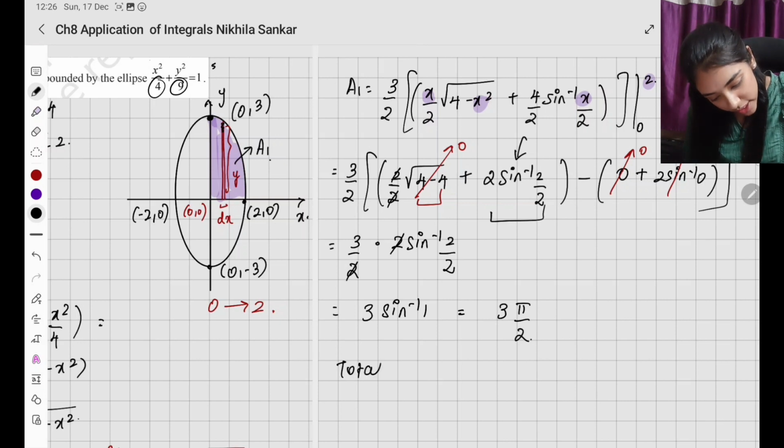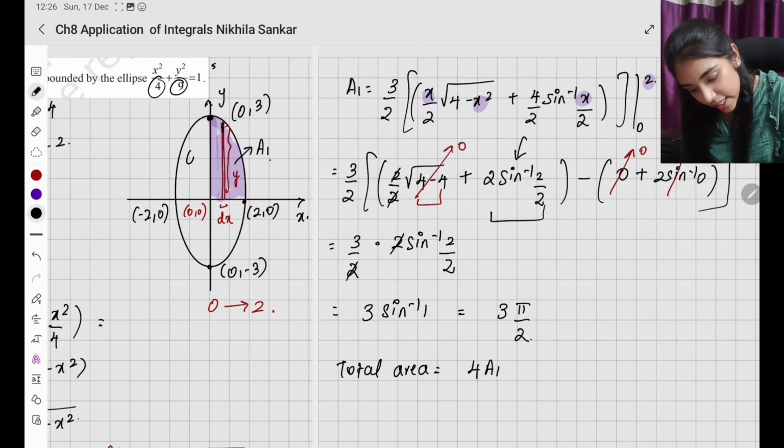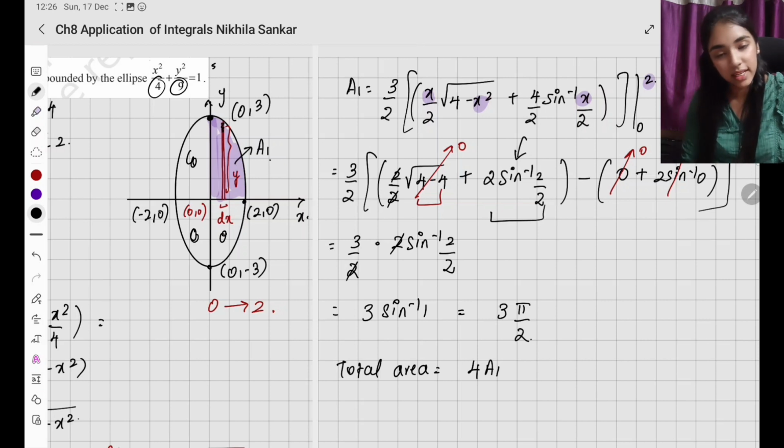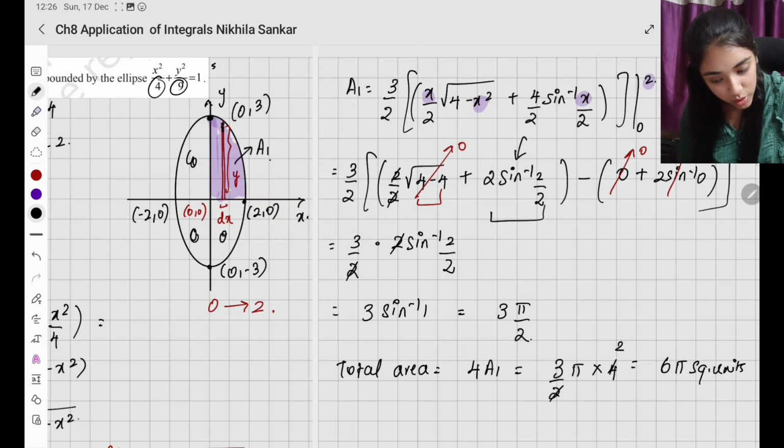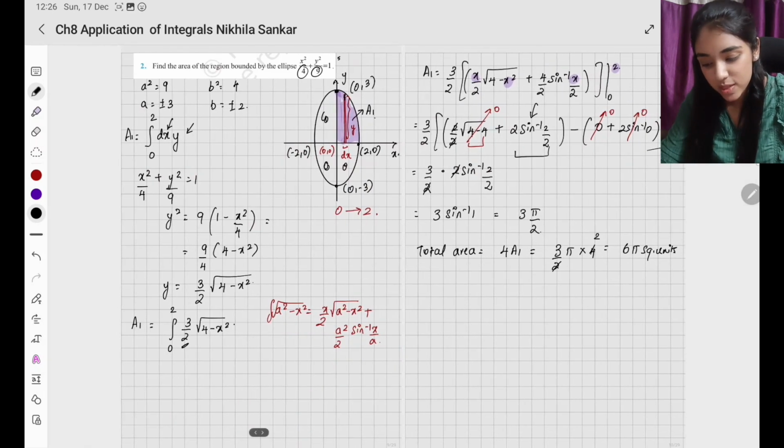But what is my total area? Total area equals 4 times A1. Correct? ஏன்னா இந்த ஏரியாவும் வேணும், இந்த ஏரியாவும் வேணும், இந்த ஏரியாவும் வேணும். So it is going to be 4 times what we just found out. So 4 times A1 is going to be 3 by 2 pi times 4, and this gets cancelled. I'll be left with 6 pi square units. Since we are talking about the area, it is going to be 6 pi square units. Okay? Please copy.